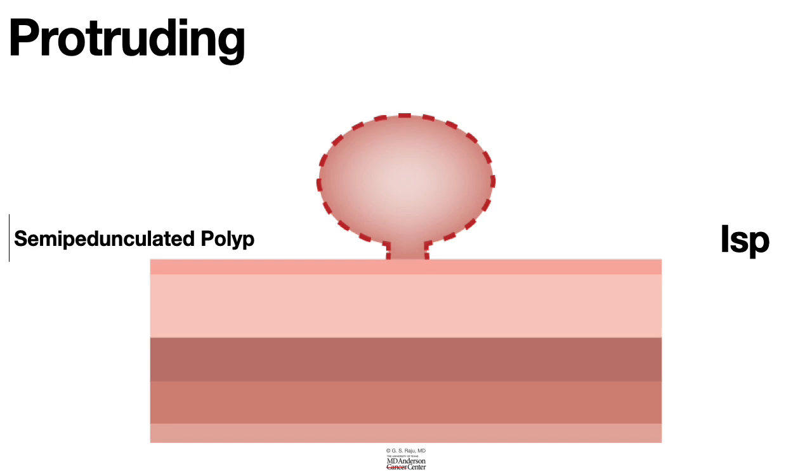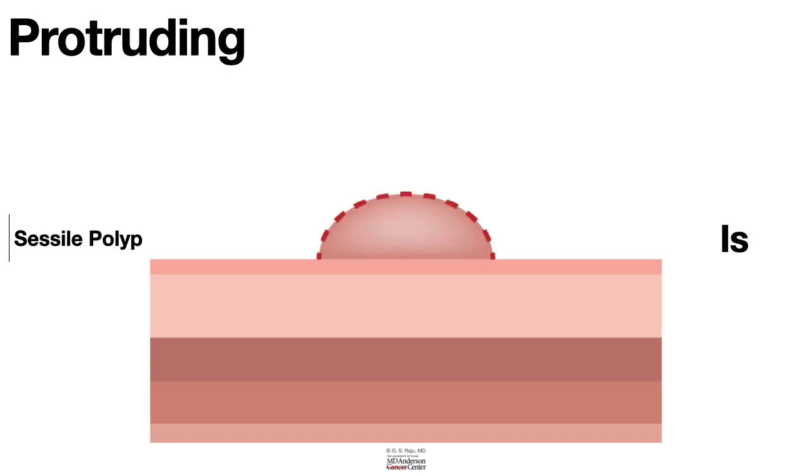So this is a pedunculated polyp, and this is a semi-pedunculated polyp. The stalk has become smaller. There is still a stalk, and there is a head. This is a semi-pedunculated polyp, otherwise referred to as 1S semi-P. And if you push it further down, it becomes a sessile polyp.